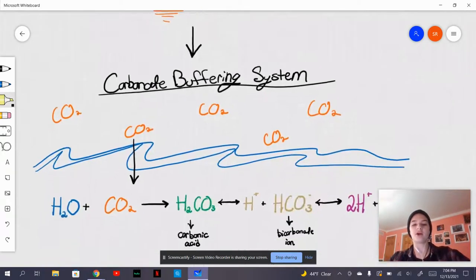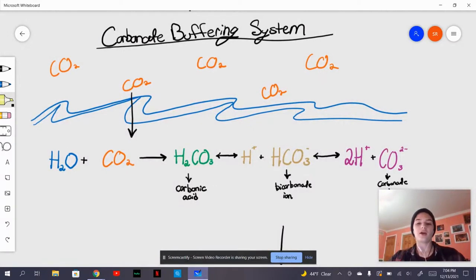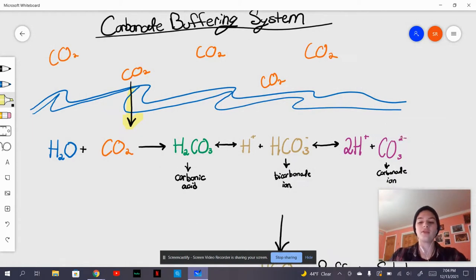This is because of the carbonate buffering system represented by this equation. Carbon dioxide from the atmosphere is absorbed by the oceans and reacts with water to make carbonic acid. This carbonic acid can lose a hydrogen ion to become a bicarbonate ion, and the bicarbonate ion can also lose a hydrogen ion to become a carbonate ion. This process can also be reversed, the carbonate becoming bicarbonate and the bicarbonate ion becoming carbonic acid.